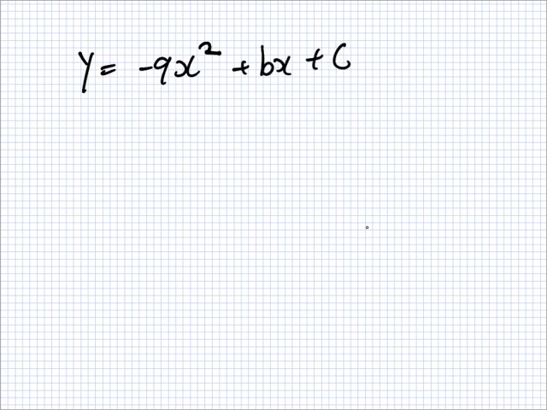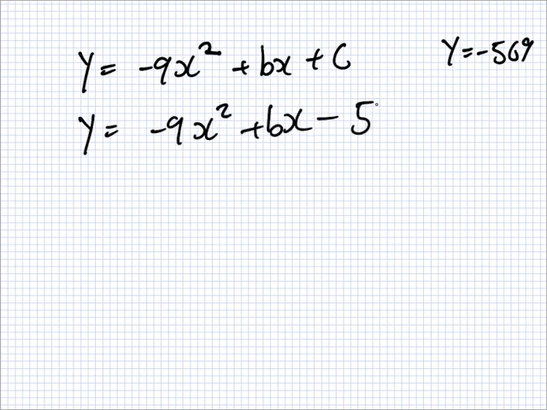Okay. So I have y equals minus 9x squared plus bx plus c. What one were we doing? B, wasn't it? Yeah, B. Now, we know that it crosses the y-axis at minus 569. So that means when x is 0, y should be minus 569. So we can change this into this. Is that okay so far?